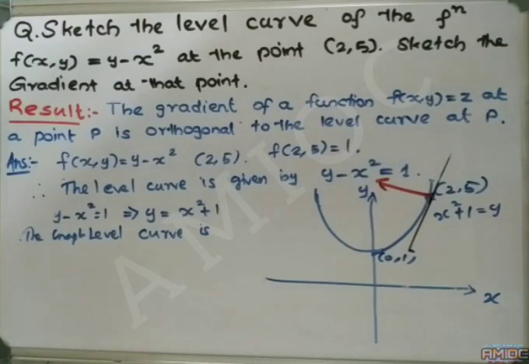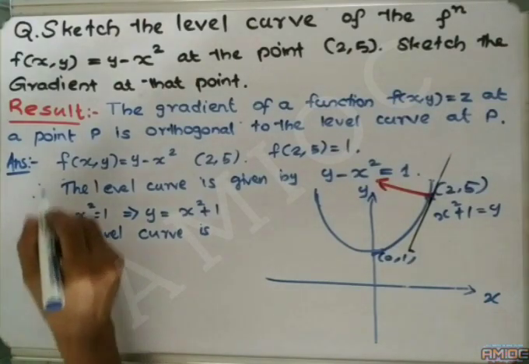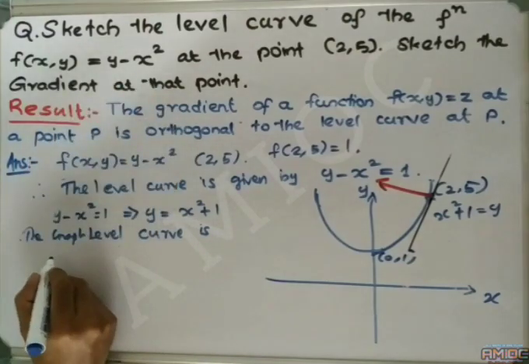Now we have to evaluate the gradient vector. Here the function is given by f of x, y equal to y minus x square.